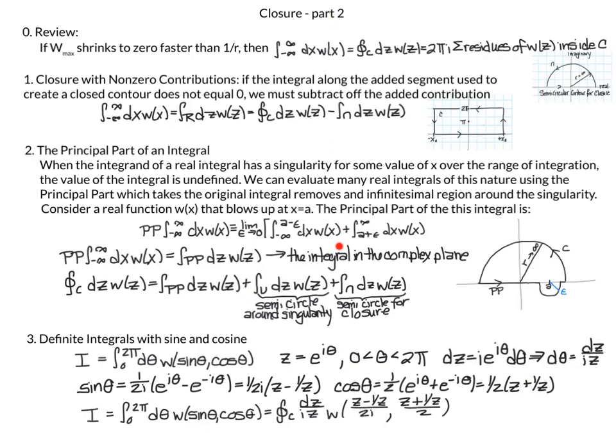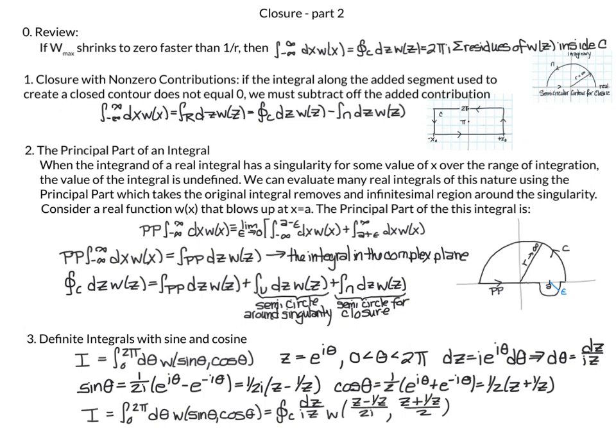To review what we have covered in this video, we took up three separate topics to complete our study of closures. The first topic was closure with non-zero contributions. We were looking at what happens when we integrate along an added segment, such as the semicircle, if the closed contour does not equal 0. In our example, we moved to a different closed contour, and we had to make sure that our closed contour subtracted off any additions that our added contour added to our original integral along the real number line.